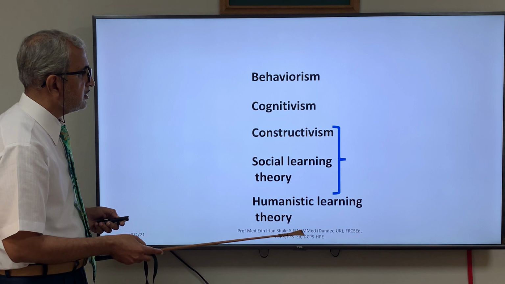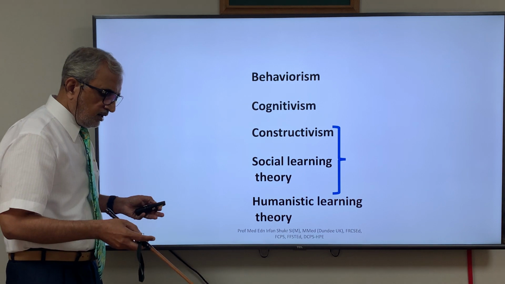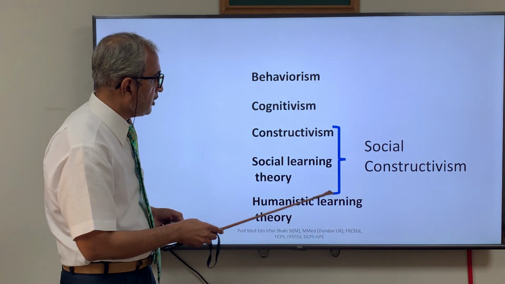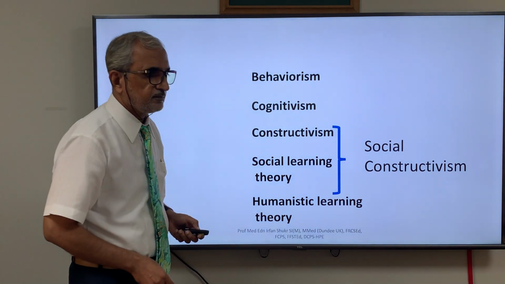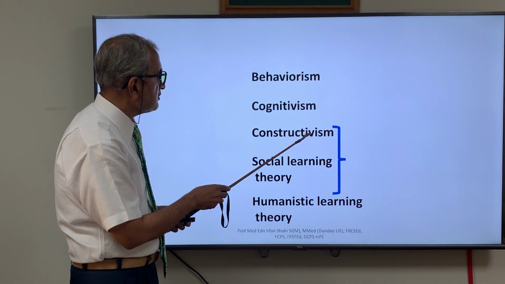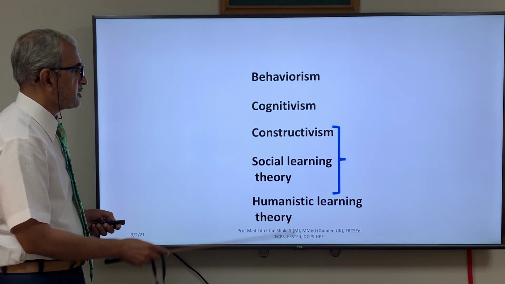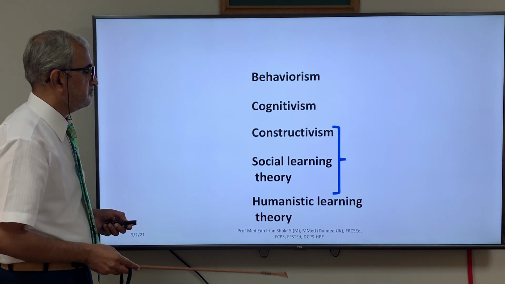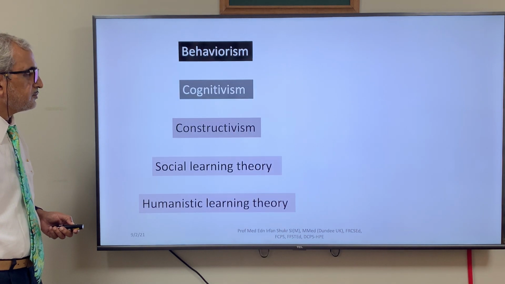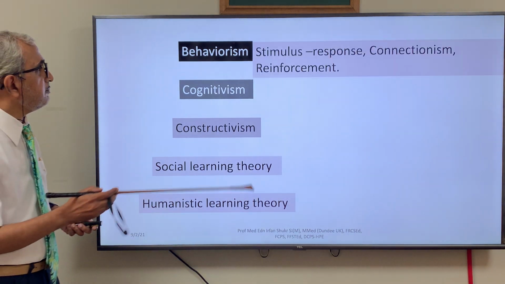As we know, they can be combined, because in constructivism, when learners are learning together, they are also constructing. That will be called social constructivism. Similarly, cognitivism and constructivism can also overlap, and that will be called cognitive constructivism. And theories somewhat tend to fall among them.